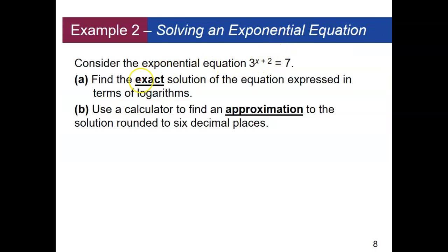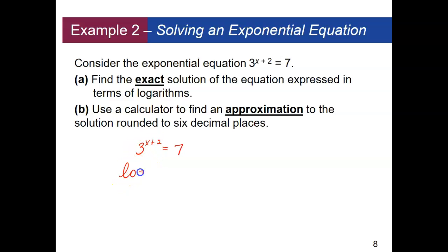Okay, so here's another one. This one we're asked to find both the exact and the approximation. So on this one, we've got 3 to the x plus 2 equals 7. Well, we do not have like bases, so I'm going to have to try to get this by itself. And we're going to do that by taking the log of both sides.